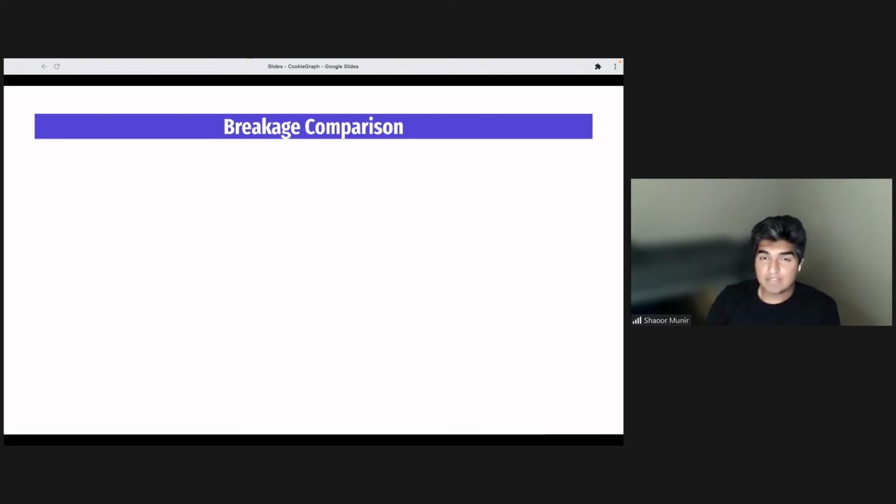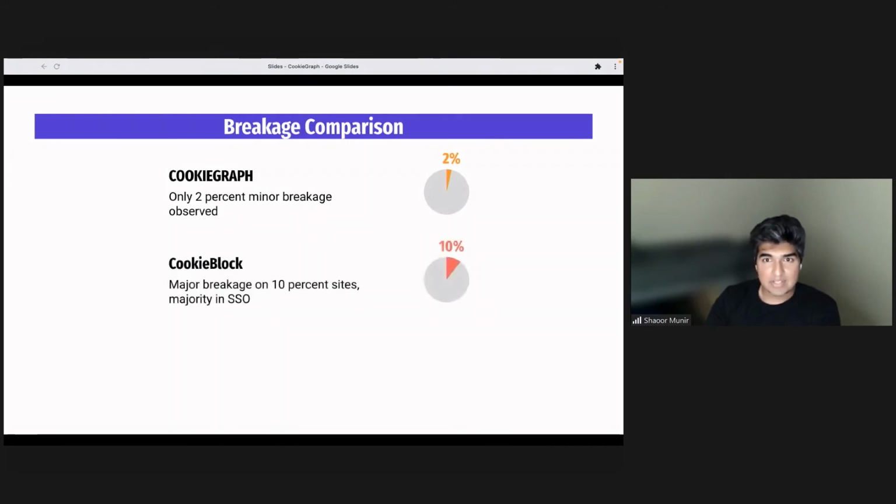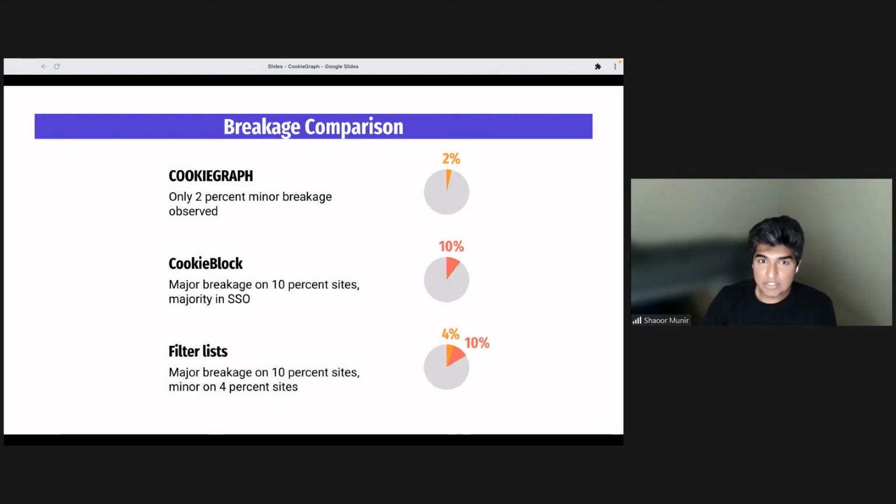Well, it turns out that if you selectively block first-party cookies based on the behavior, like CookieGraph, you only get minor breakage on 2% of the sites, while other approaches like CookieBlock result in major breakage on 10% of sites. And using filter lists can cause minor breakage on 4% of sites and major breakage on 10% of the sites. This clearly shows that not only is blocking first-party cookies feasible, it is arguably a better approach than completely blocking scripts and network requests responsible for setting these cookies.